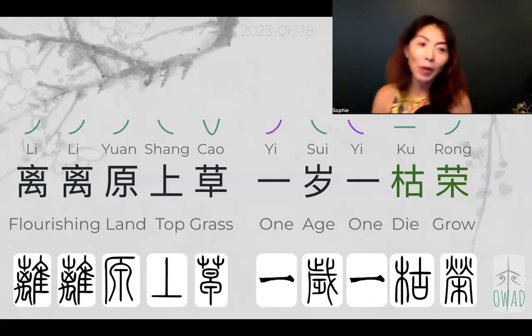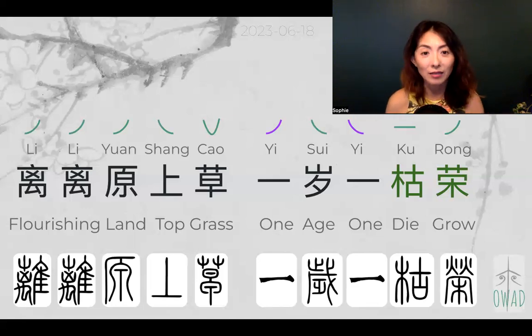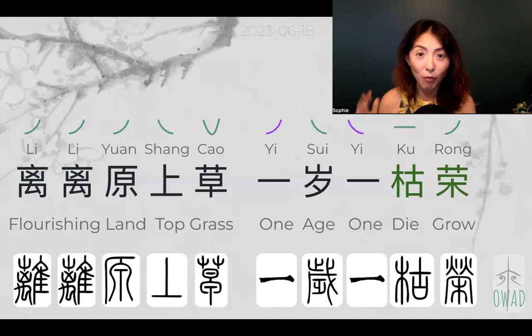离离原上草，一岁一枯荣。My reciter's voice is not that good. I hope other Chinese speakers can pronounce the full beauty of the language by pronouncing it correctly. But let me try again. 离离原上草，一岁一枯荣。Does it sound better? Maybe.